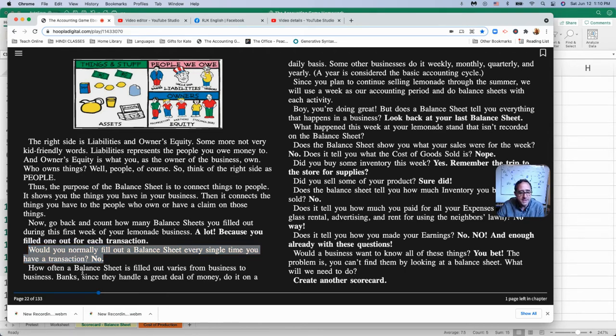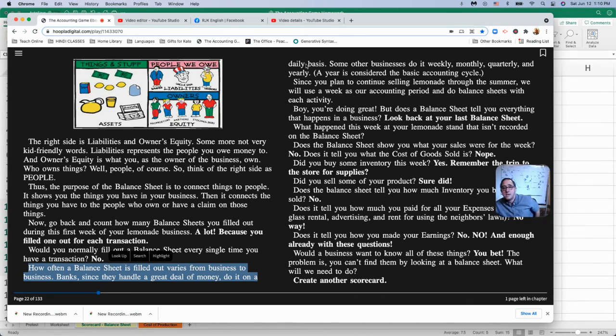How often a balance sheet is filled out varies from business to business. Banks, since they handle a great deal of money, do it on a daily basis because cash is going in and out. Some other businesses do it weekly, some monthly, some quarterly. What does quarterly mean? Quarterly means that you would do it every 3 months because there's 3 3-month periods in every year.